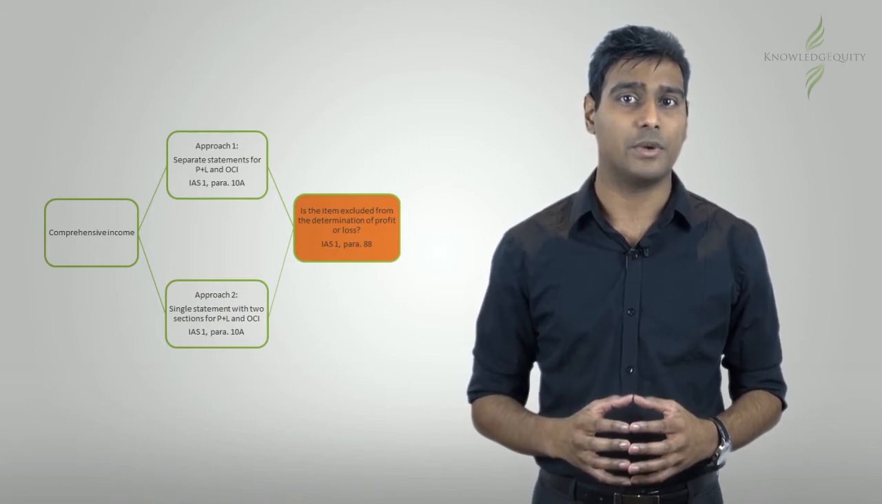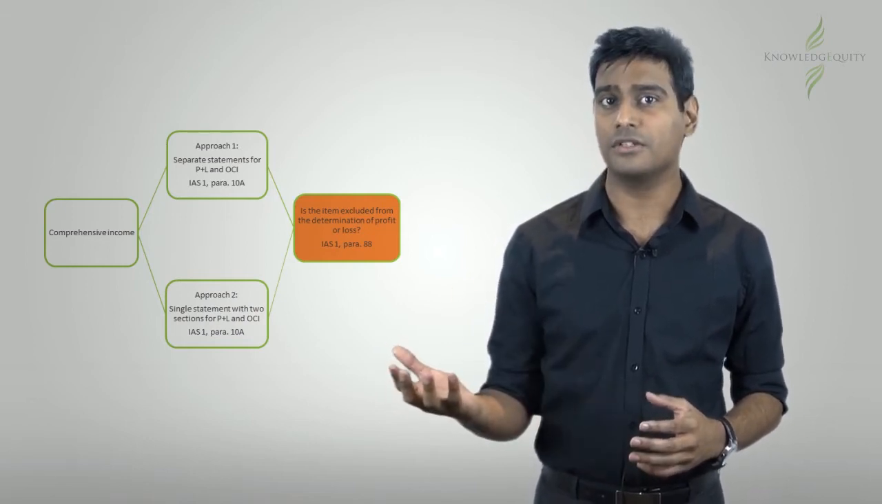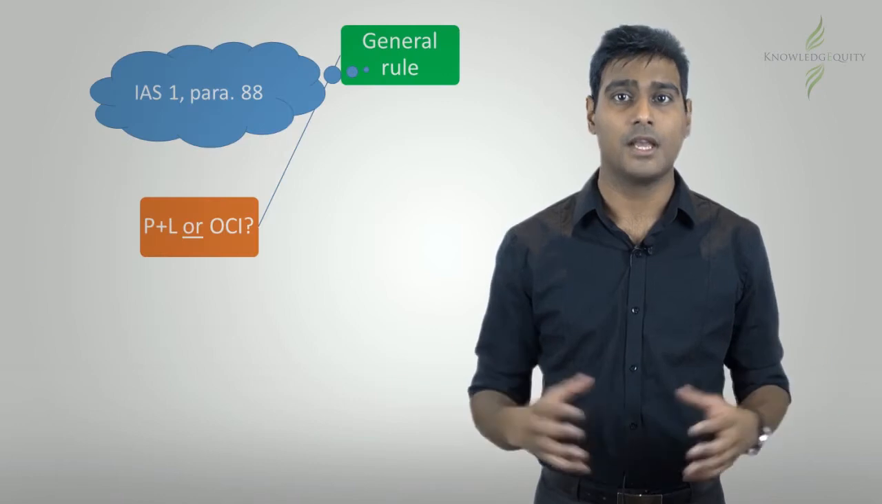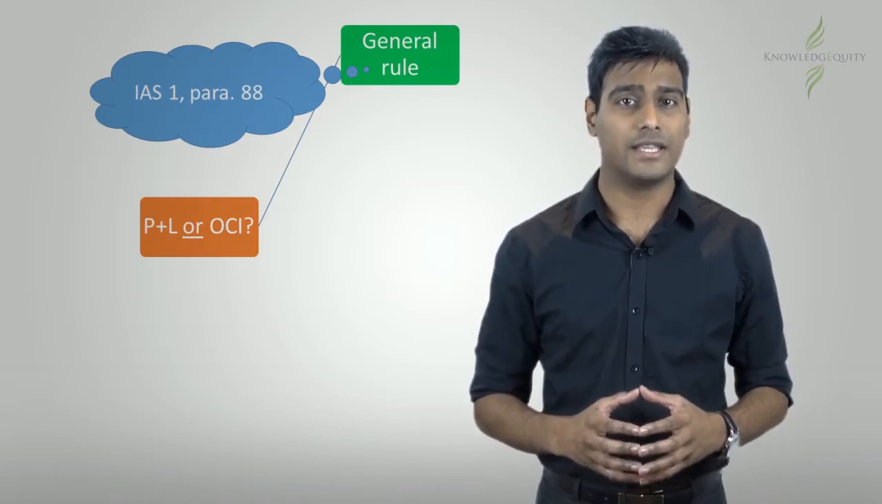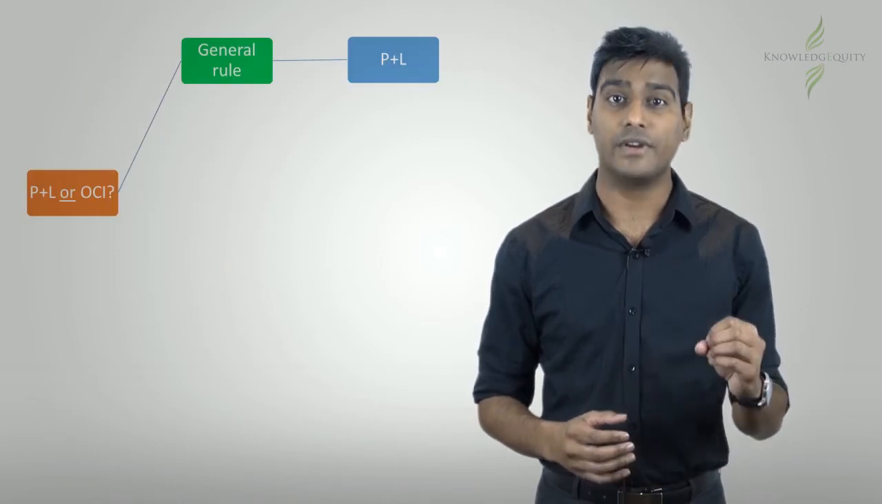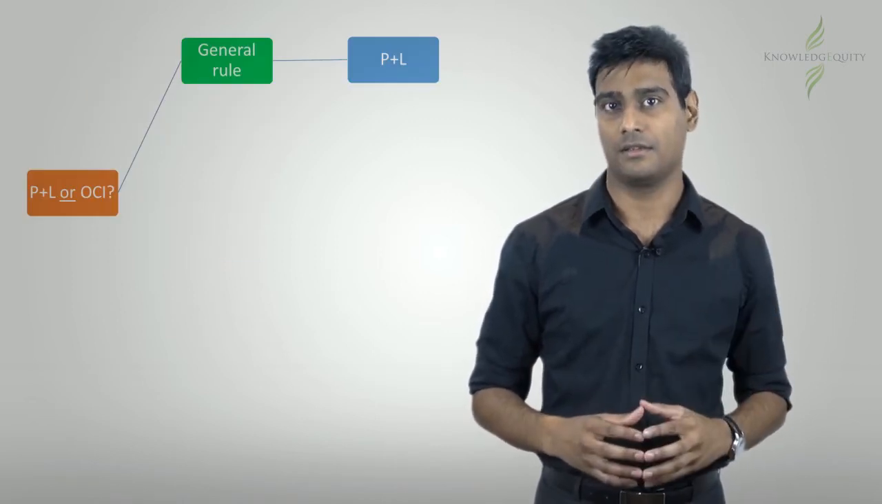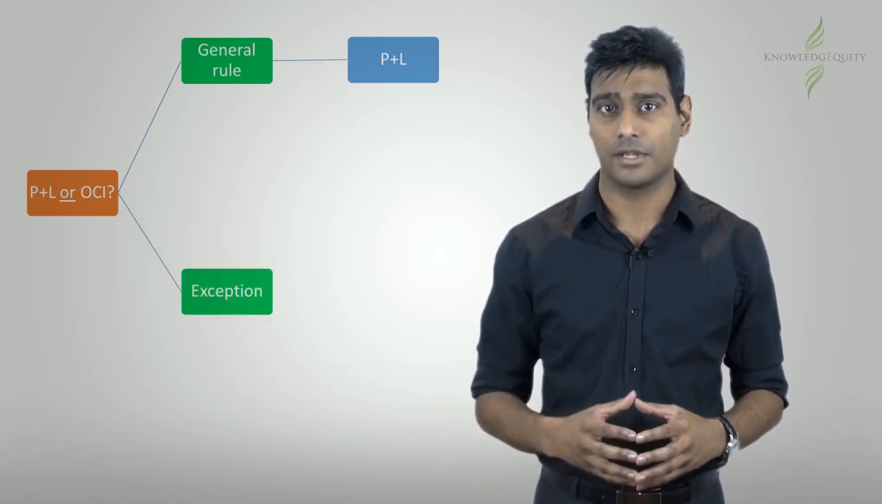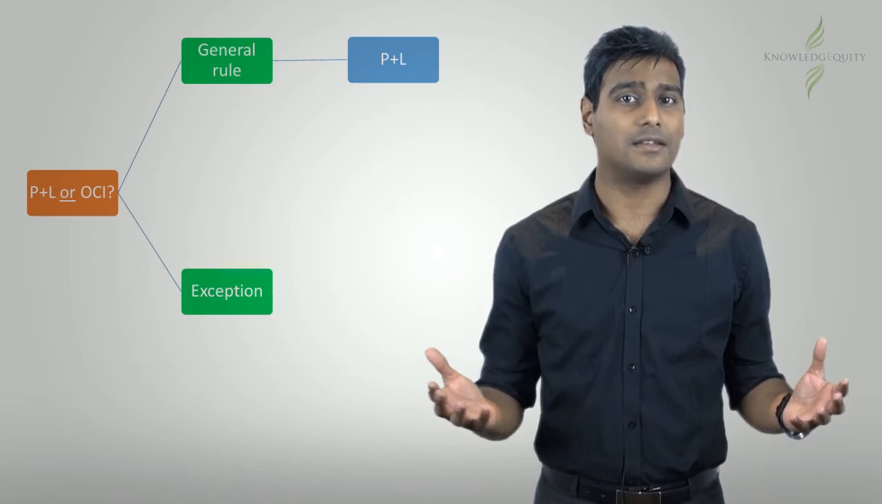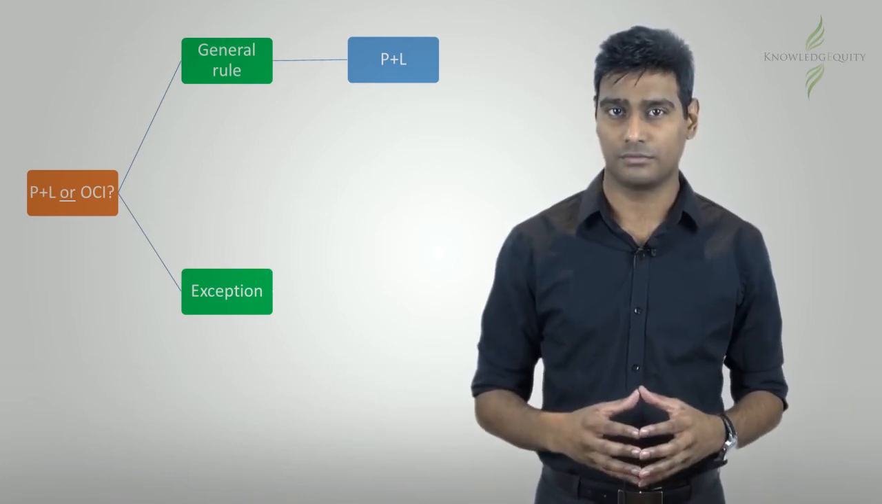Now we have to decide whether to include them in profit and loss or OCI. The general rule in terms of IAS 1 paragraph 88 requires all incomes and expenses to be included in profit and loss unless there is an IFRS that requires it to be included in OCI. So what then are some of the standards that are exceptions to this general rule?